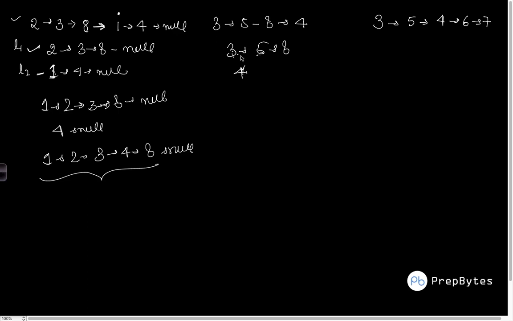So the right place for 4 is in between 3 and 5. So I'll simply put 3, 4, 5, 8. There is nothing left, so I'll just let it be. Now let's come here. So here we have 3, 5, null, 4, 6, 7.